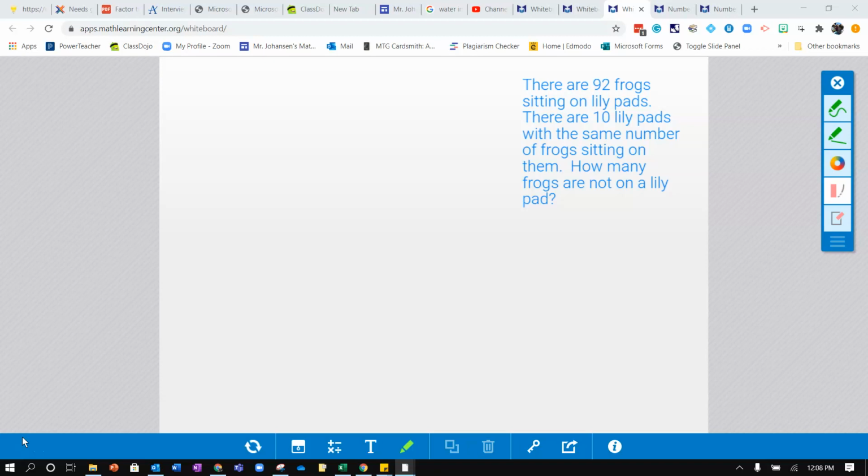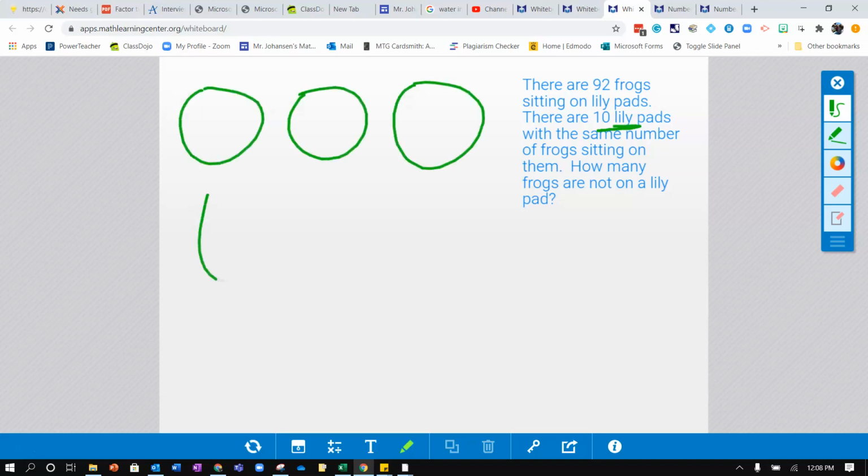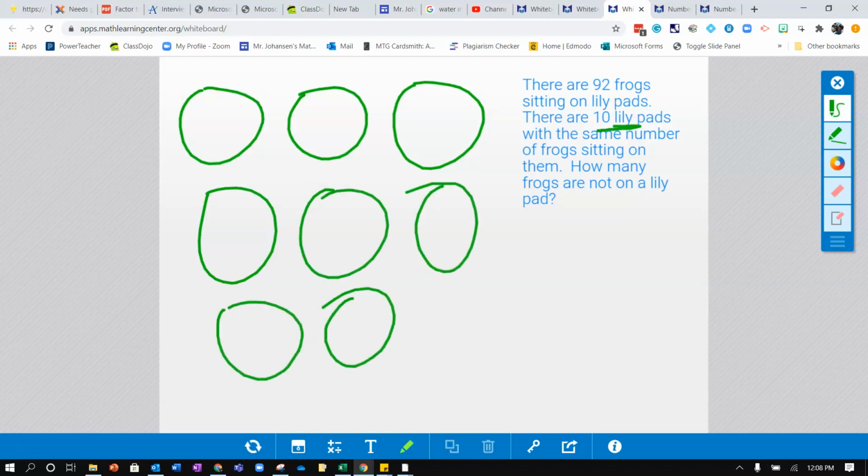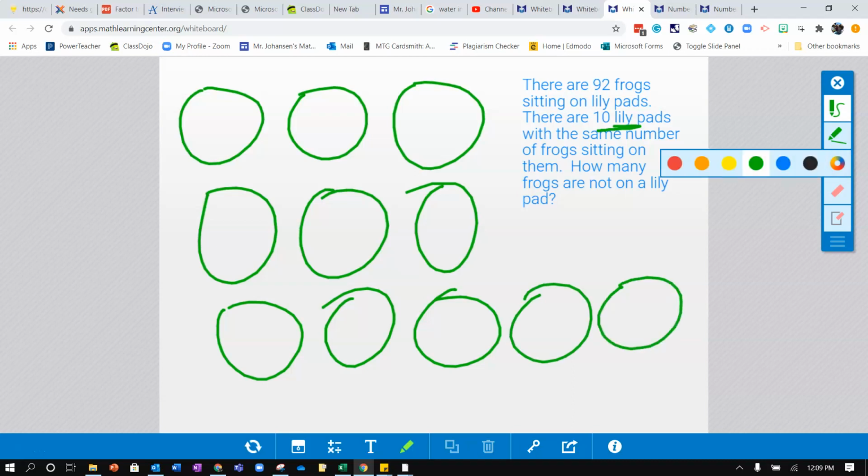Well, if you're going to use the whiteboard for this, again, use your pencil. And we know that there's 10 lily pads, so let me draw those real quick. Doesn't really matter where you put them, but I do like to keep them somewhat organized. All right, so now I know that there are 10 lily pads.